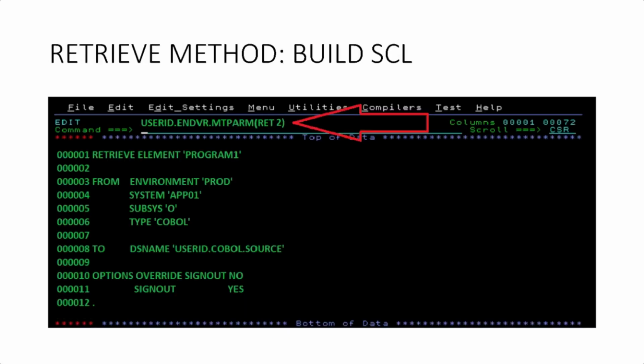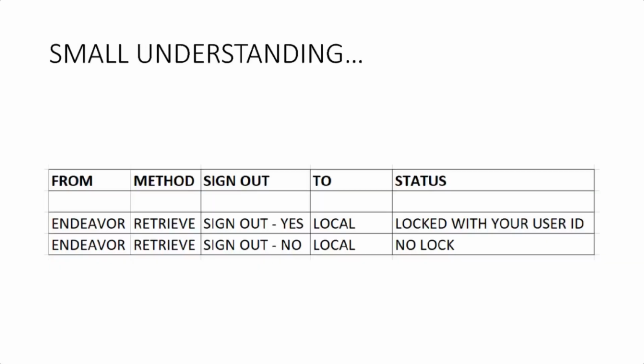That's it. Same as before, we can go back with F3 and submit. That will submit the job to the mainframe through Endevor, and we can retrieve the element. Regarding the sign out, we have a small understanding here.